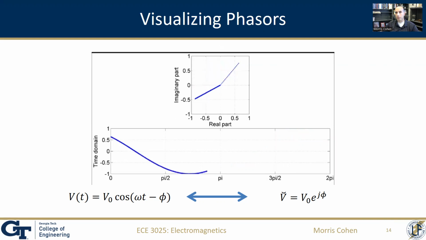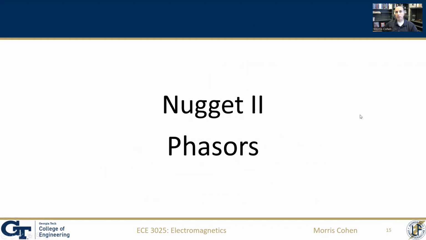All right, so that's how we can convert back and forth from the phasor domain into the time domain with this funky e to the j omega t in there and the real part. All right. So that concludes this video. In the next video, we'll talk about how we can use phasors to better describe a propagating wave, in particular along a transmission line.